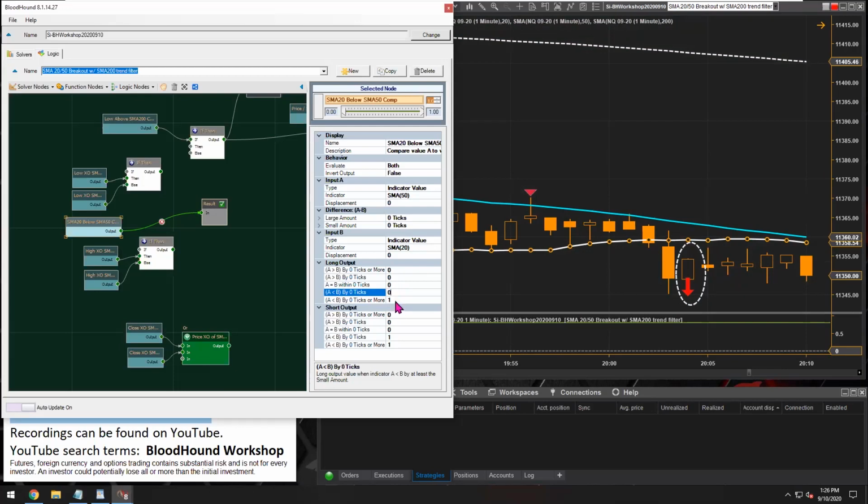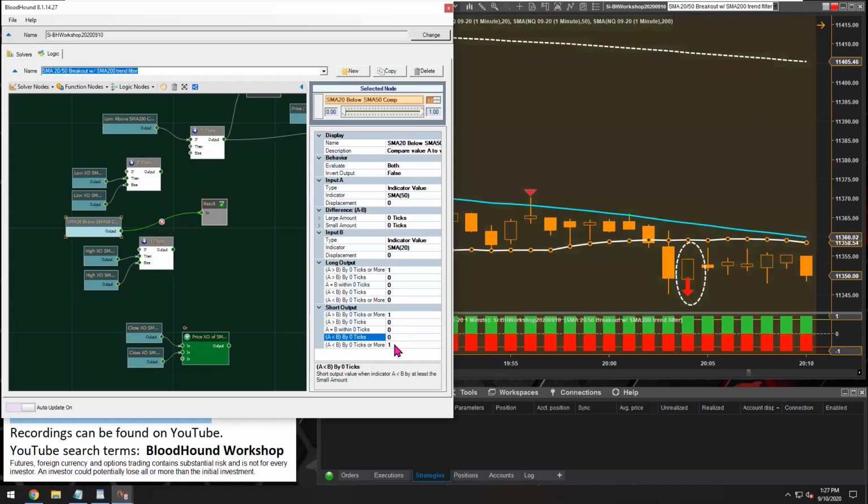Oh, I reversed everything by accident. There we go. That's what we want. Right? So we want to know when input A is greater than input B. So on the outputs, we're using A is greater than B. Right? We want A to be the SMA 50 and B to be the SMA 20. And so we want the SMA 50 to be greater or above, right, the SMA 20.